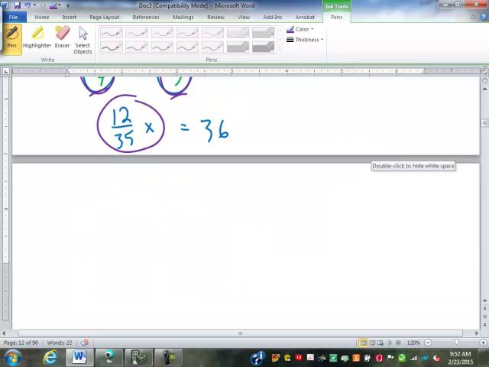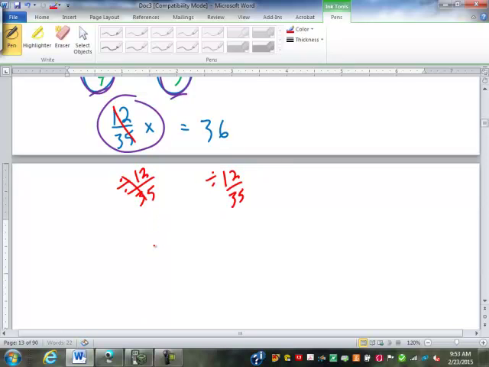Now what do we have to do? Now we have to divide by 36. Divide by not 36, but 12/35. Oh, right. So x equals 105. Correct?